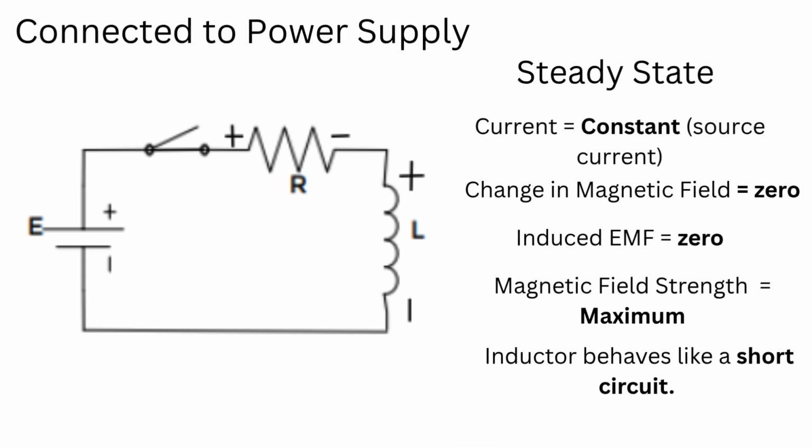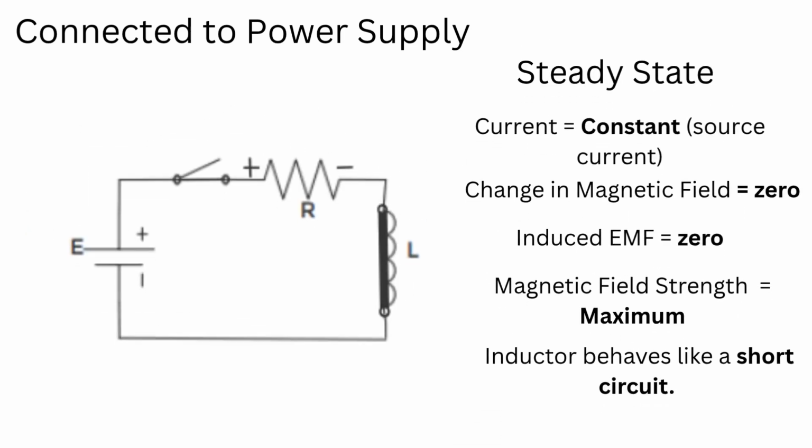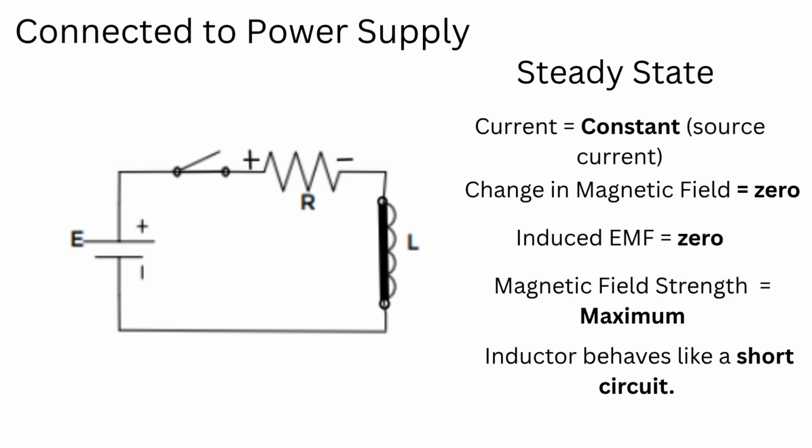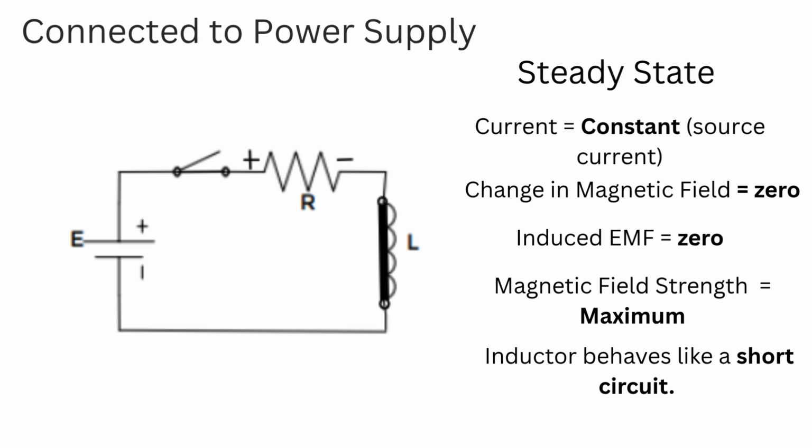After enough time, the circuit reaches steady state. This is when the current becomes constant and equal to the source current. The magnetic field is steady and no EMF is induced, in which the inductor now acts as a short circuit.